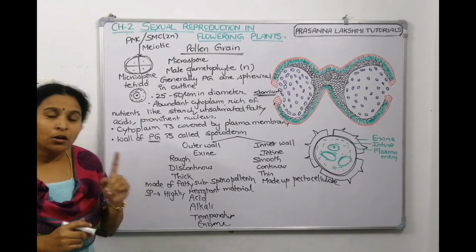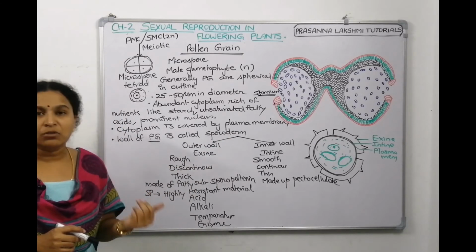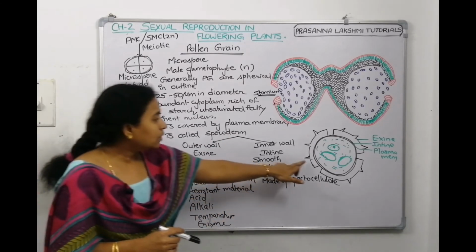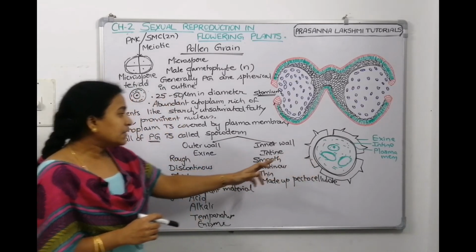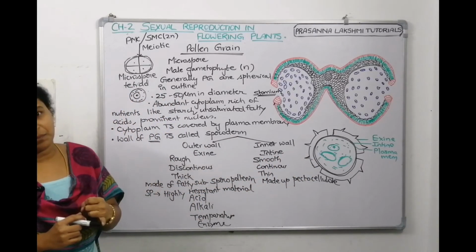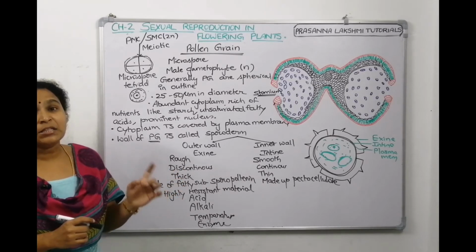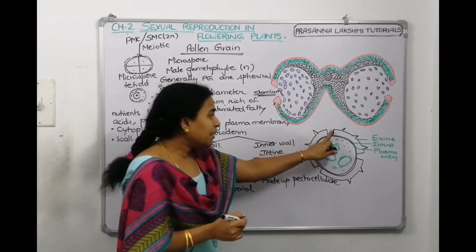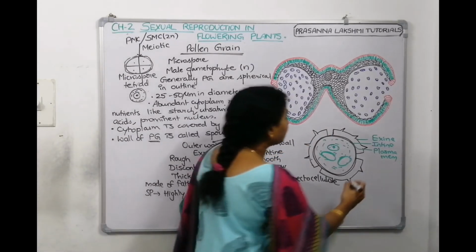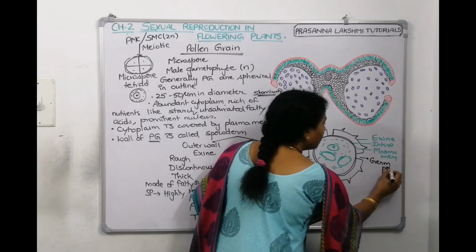And the wall of the pollen grain is called sporoderm. This sporoderm has an outer layer and inner layer. The outer layer is called exine. The inner layer is called intine. So exine, we can see there, it is very thick. It is rough also, and it is discontinuous. The place where exine is absent, it makes a germ pore there. This is a place where exine is absent. What is it forming? It is forming an aperture called germ pore.